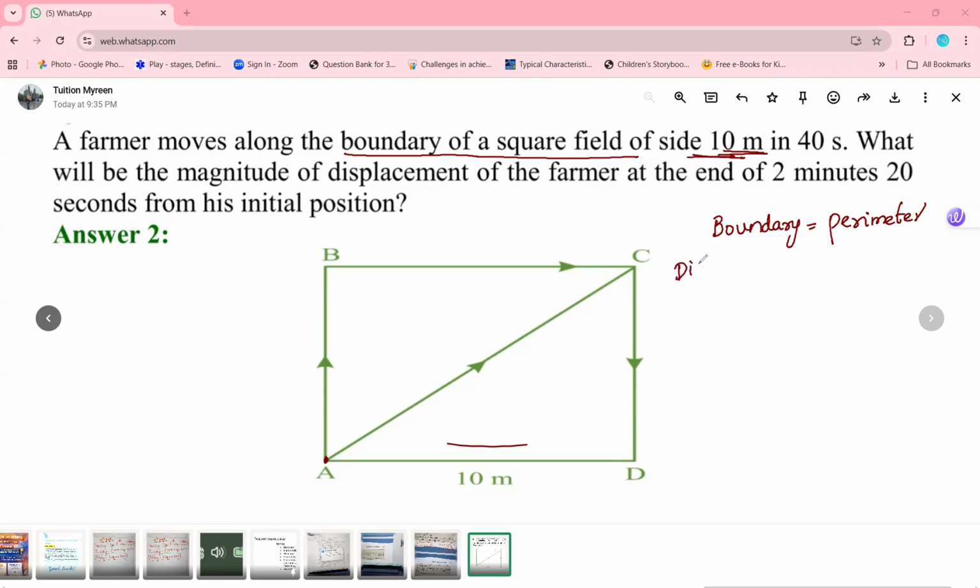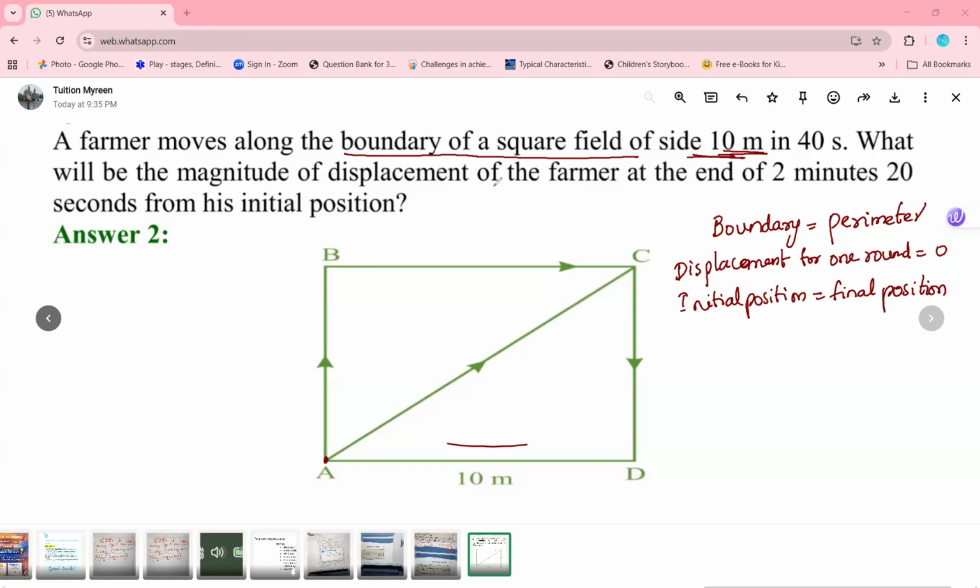So what will be the displacement for one round? Displacement is the shortest distance, right? So displacement for one round is equal to 0. Why? Because my initial position and my final position are the same. If the initial position is equal to the final position, then my displacement will be 0. If the question asks for distance, then it will be 40 meters. But since it is displacement, for one round it is 0. So how many rounds he traveled is what we need to find.